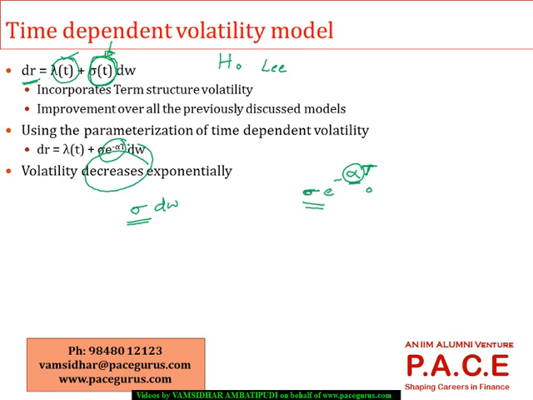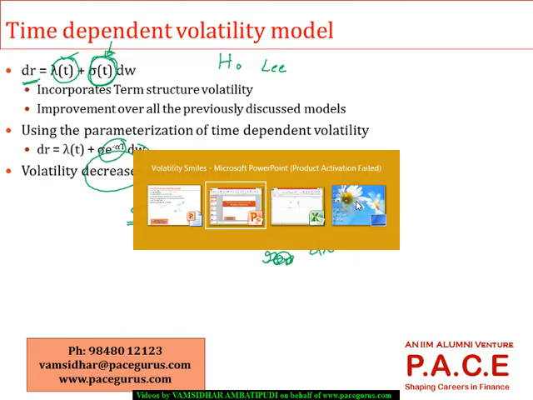To generate this, if I have to use this approach, earlier I was using r0. If I look at dr itself, in the earlier scenario, because the volatility is more or less constant, we were talking about whatever is the lambda. Okay, let me go back to the Excel sheet.